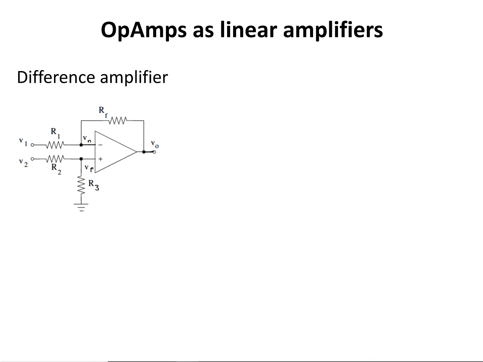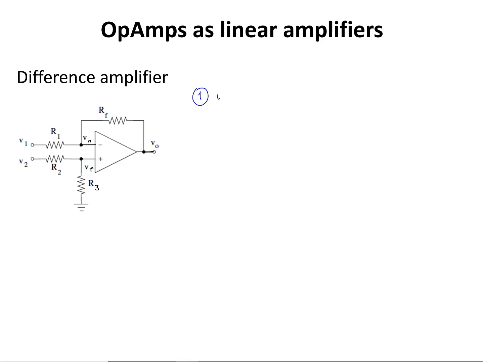Let's start with the difference amplifier. In the circuit, our goal is to find how Vout is related to V1 and V2. V1 is applied to the inverting terminal of the op-amp through this resistor R1, and V2 is connected to the non-inverting terminal of the op-amp through this resistive network of R2 and R3. So we're going to again assume that this is an ideal op-amp, and we're going to use the first and second golden rules of op-amp for this circuit.